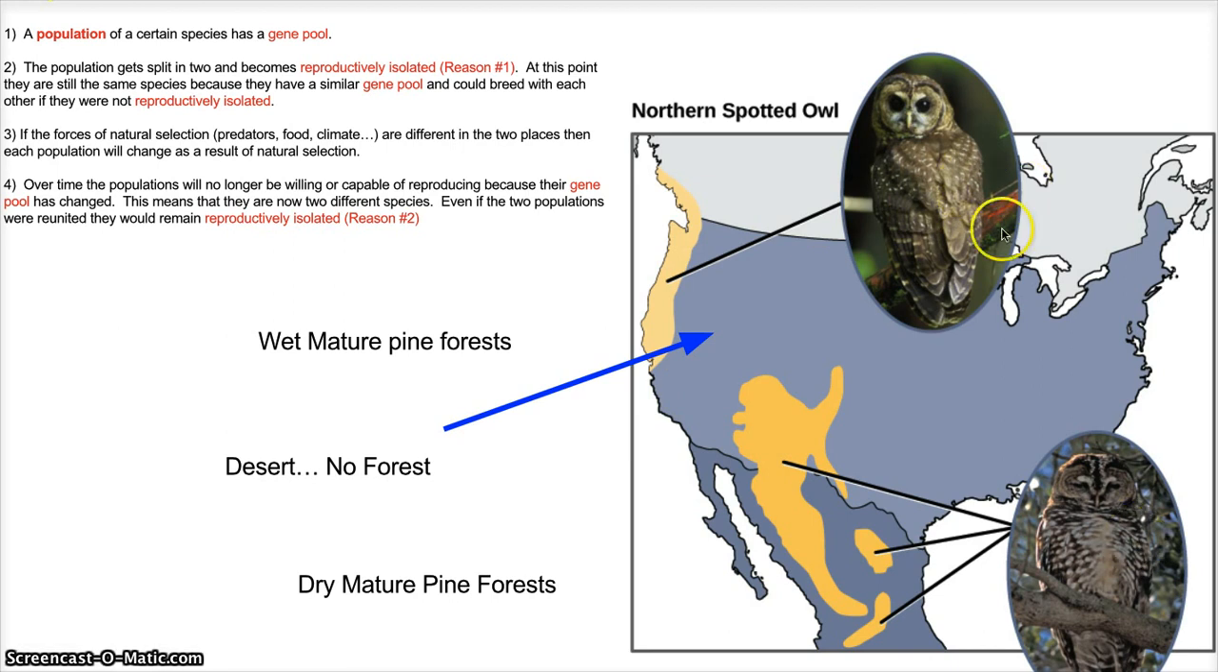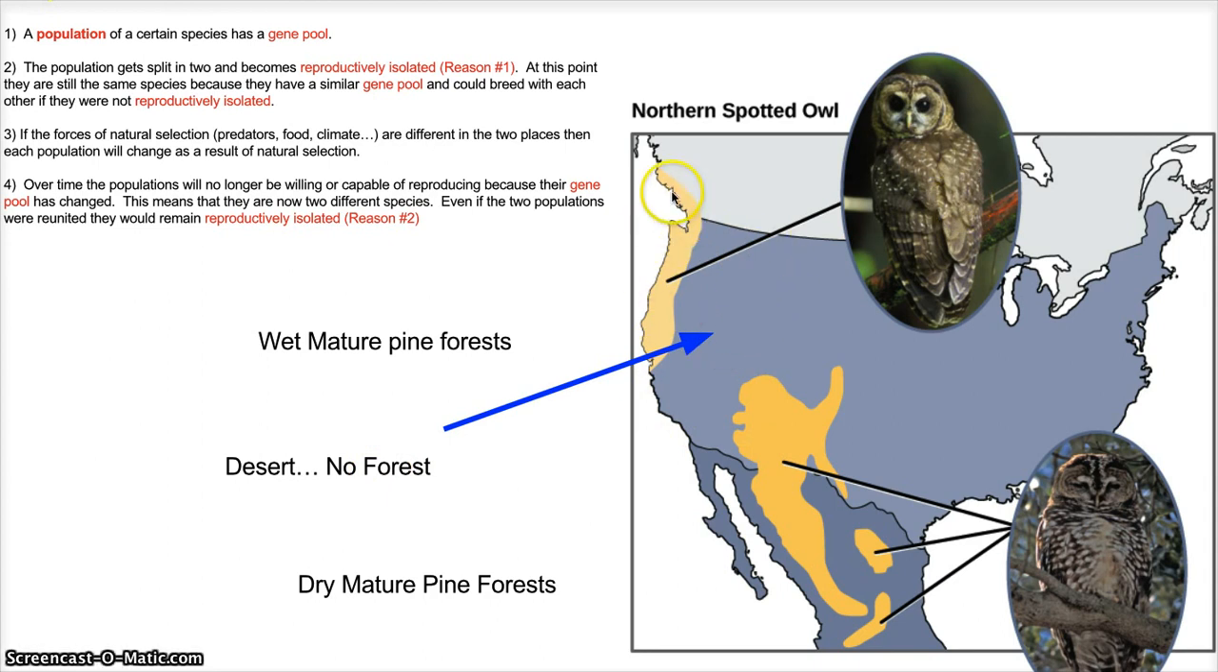We have spotted owls. This is a kind of owl that lives in the western United States. And at one time, probably about 5,000 to 6,000 years ago, all spotted owls lived all over in this part of the continent, and there was forest everywhere in here. They were all one gene pool. Well, then there's been a drought over the past, really since the last ice age. So 80, 90,000 years. There's been a big drought that has caused this part in the middle to turn into a desert. There's no forest here, and these birds live in forests.